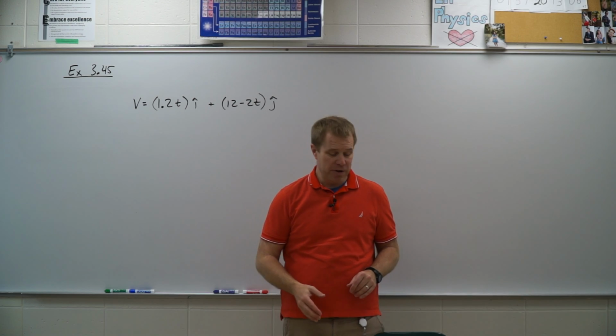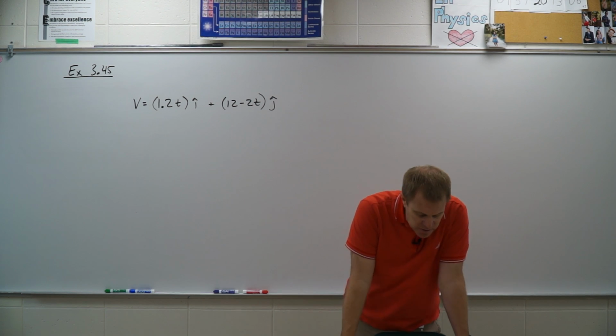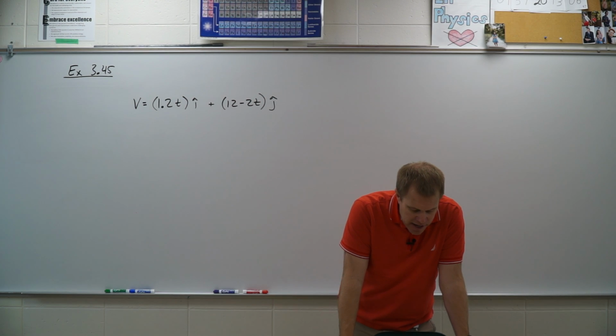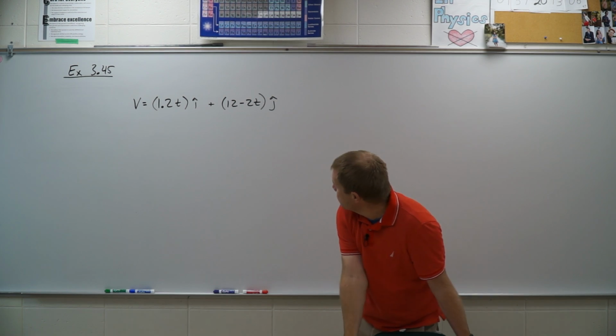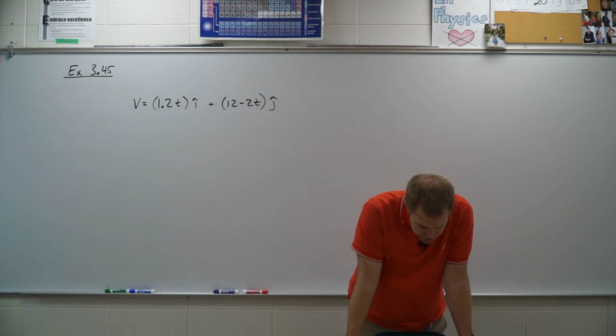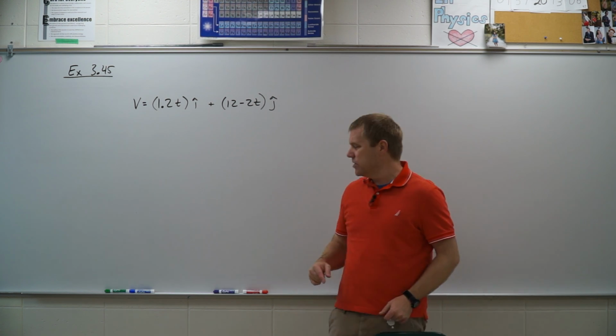Look at example 3.45 here. It says a small toy airplane is flying in the XY plane parallel to the ground. In a time interval of 0 to 11 seconds, its velocity as a function of time is given by this, in meters per second with time in seconds. At what value of t is the velocity of the plane perpendicular to the acceleration?